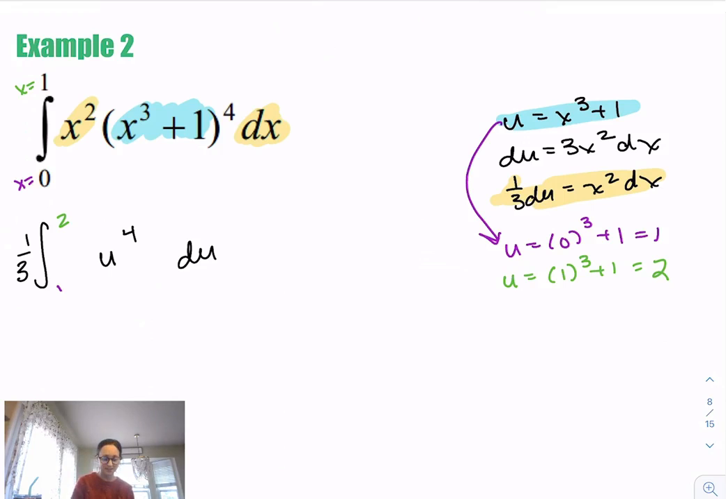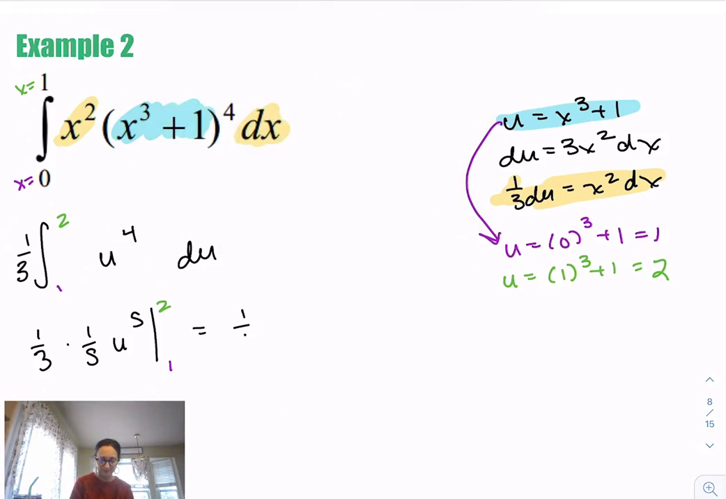Okay, so now I'm going to anti-derive, and that will be 1/5 u to the 5th, and I'm evaluating this at u equals 1 and u equals 2. See how I've never mixed x's and u's? We need to make sure that we are sticking with the same variable. All right, let's go ahead and evaluate this.